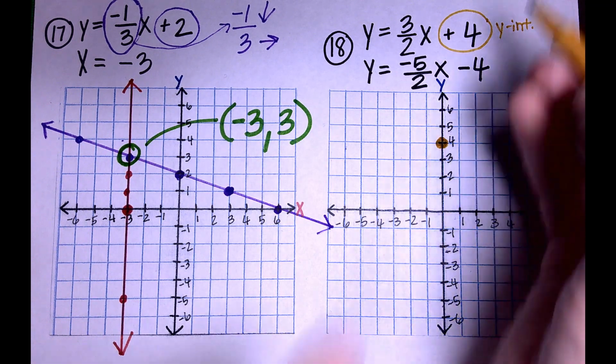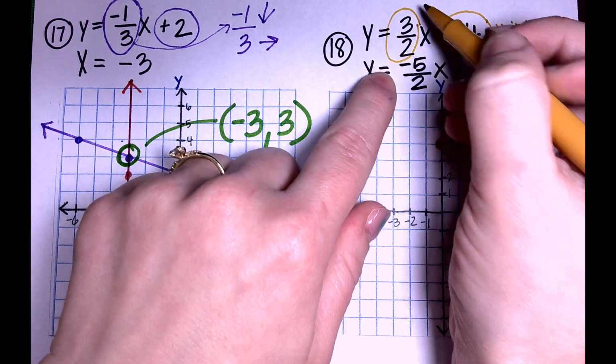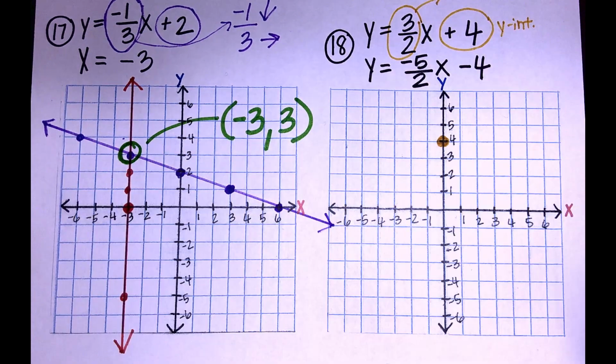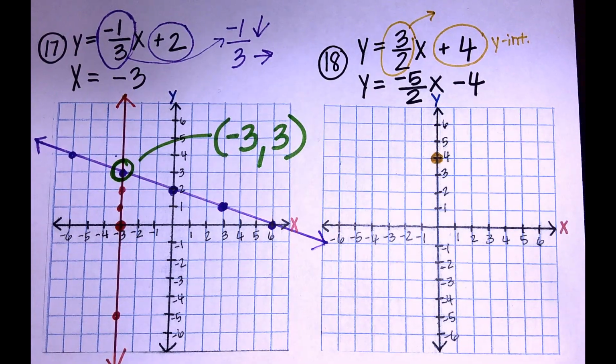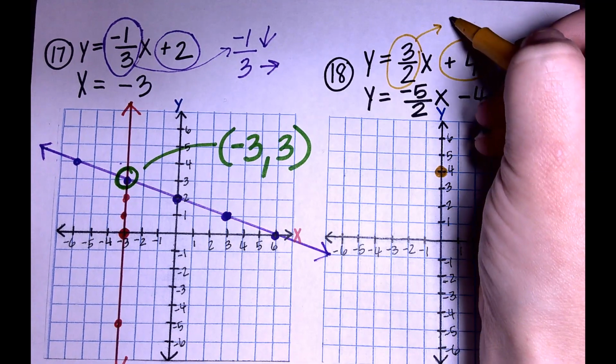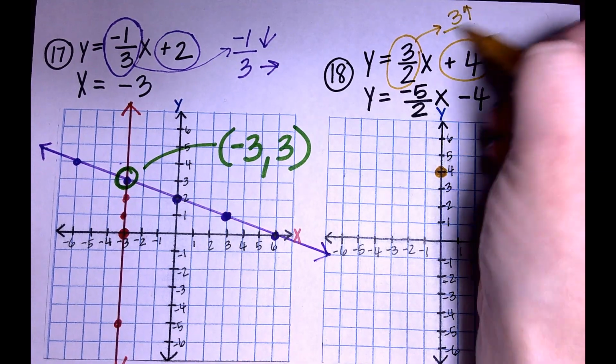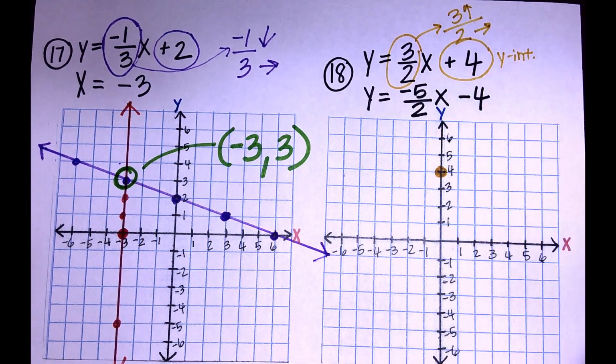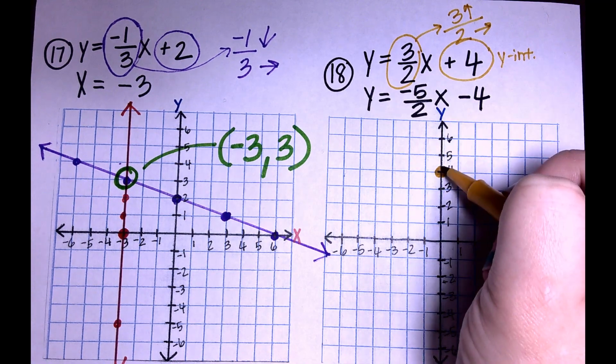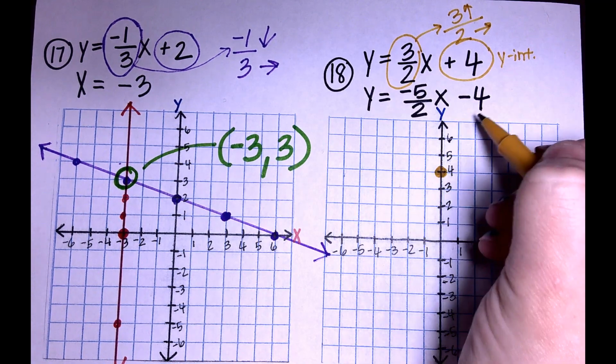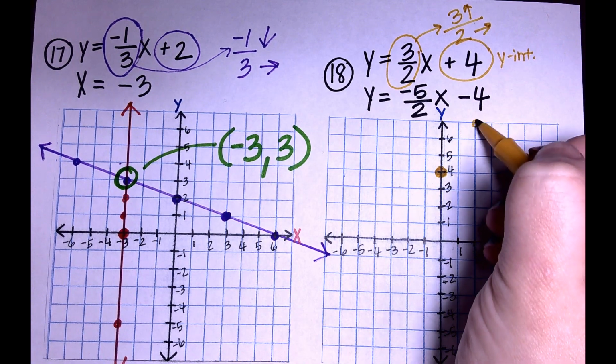Rise over run. My slope, what is my rise? What's my run? Your rise is 3. Perfect. My rise is 3. My run is 2. I'm going up 3 over 2. 1, 2, 3 over 1, 2. There's a point.